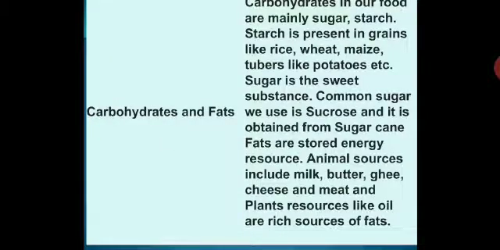Then carbohydrates and fats. Carbohydrates in a food are mainly sugar, starch. Starch is present in grains like rice, wheat, maize, tubers like potatoes, etc. Sugar is a sweet substance. Common sugar we use is sucrose and it is obtained from sugarcane. Fats are stored energy resource. Animal sources include milk, butter, ghee, cheese and meat, and plant sources like oil are rich sources of fats. So you have to make 2 columns. This again will go in the table, carbohydrates and fats.